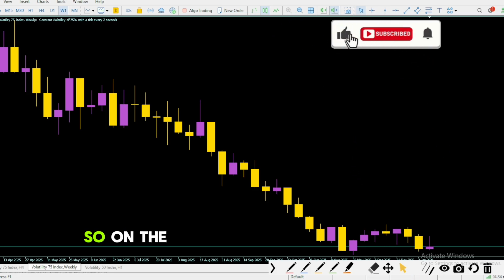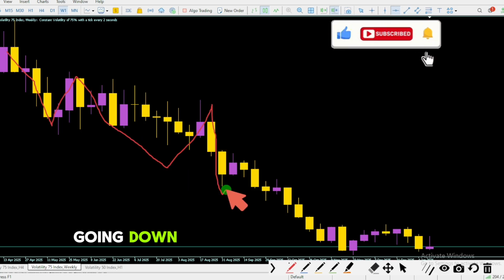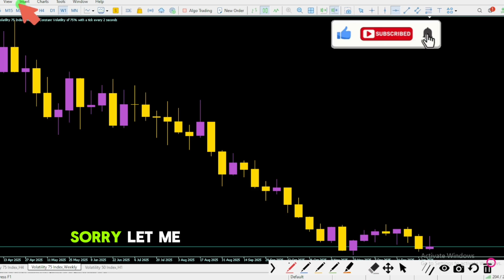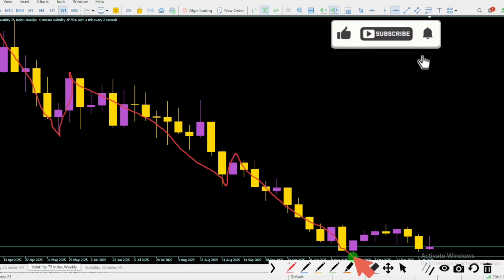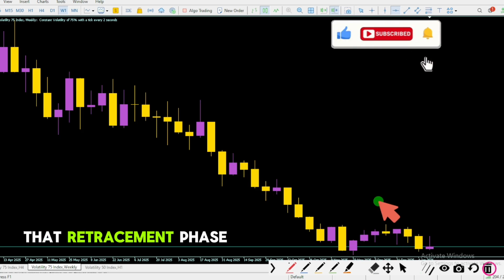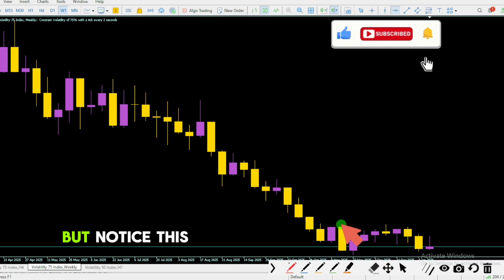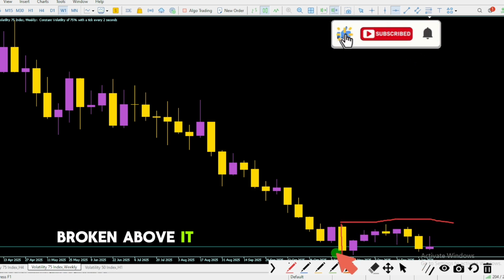Okay, so on the weekly time frame we can have a better look. You can see the market was trending down. Market came down, retraced, came down again, retraced, came down, retraced, and we are currently in that retracement phase. But notice this down candle that printed, the market has not broken above it and downwards, so you can see that it's a kind of range.